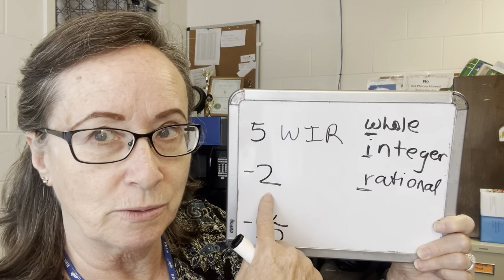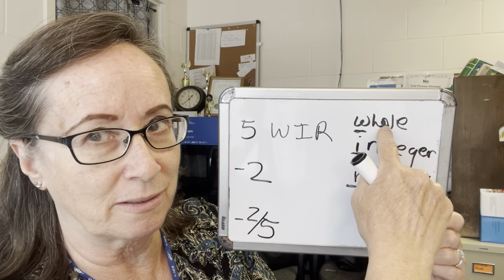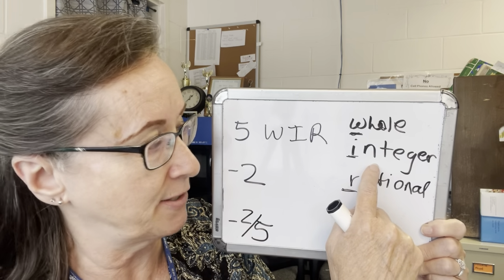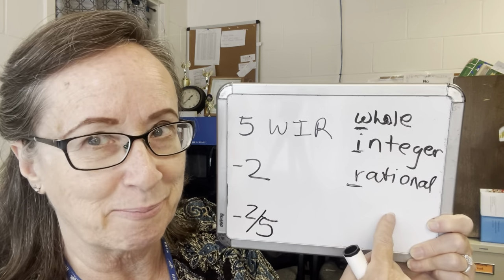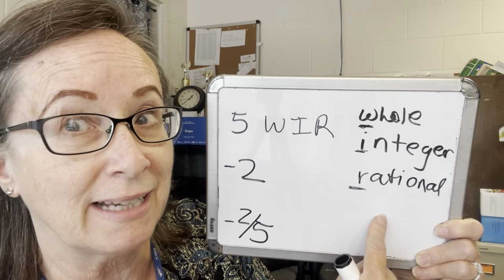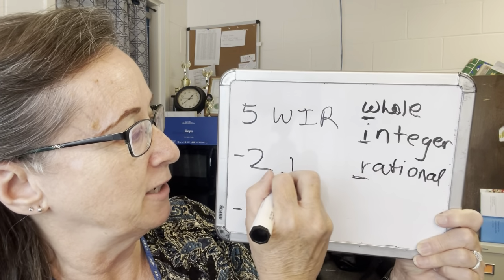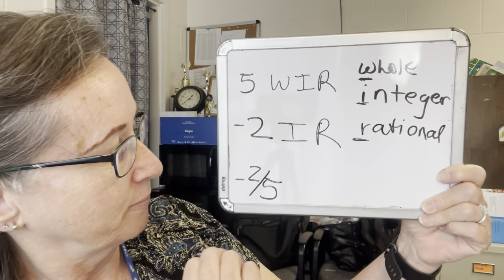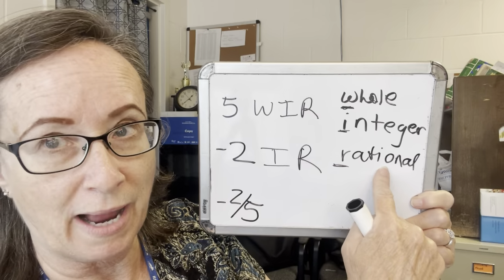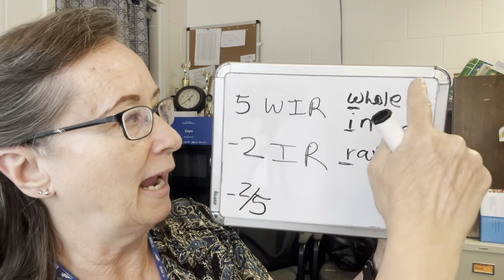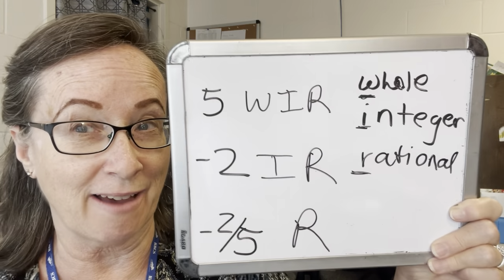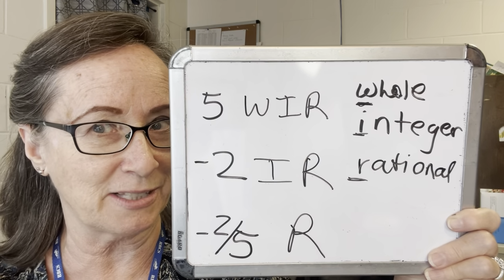But what about negative 2? Negative 2 is not a whole number, but it is an integer because the integers are positives and negatives. So it's an integer, which makes it also a rational number. Remember, every integer, all you have to do is put it over 1 and it becomes rational. So we'll put integer and rational. And lastly, negative 2/5. It's a fraction. So it is rational, but it is not an integer and it is not a whole number. So it is only a rational number. And there you have A, B, and C in one fell swoop.